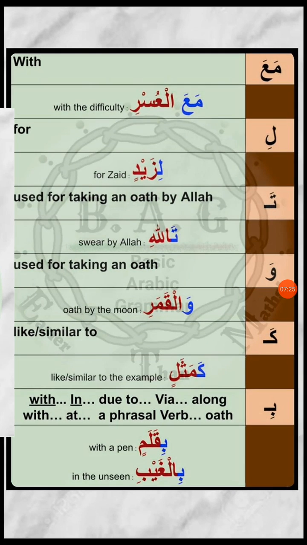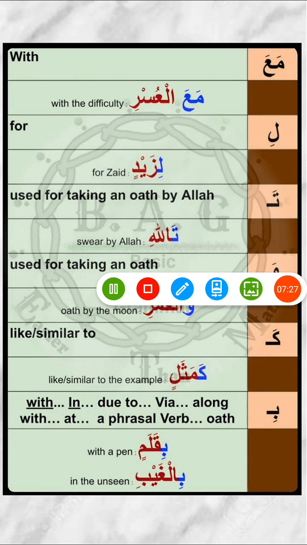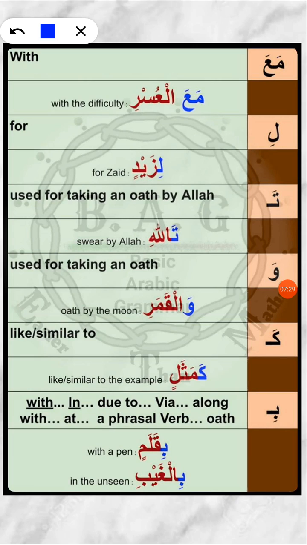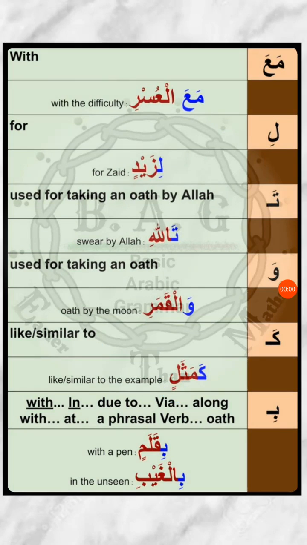All right. Next you have this particle, or simply harf, ka. It means like or similar to. For example, ka masalin. All right, it is very widely used in Quran Pak. You're going to find it somewhere. In fact, you're going to find it very frequently, as a matter of fact. All right, similar to the example or like the example. Ka masalin.